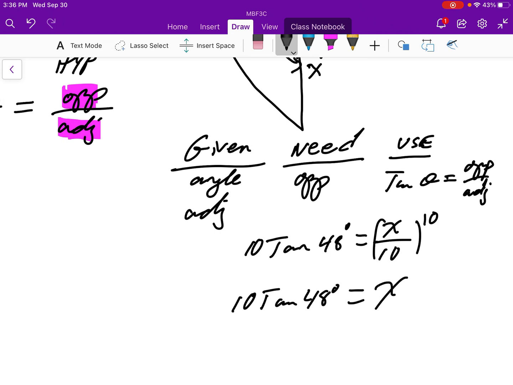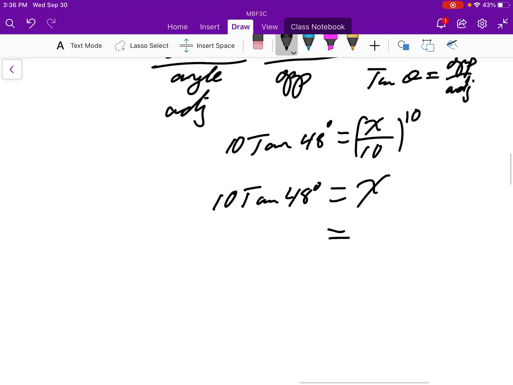Okay? And at this point, we always go to our calculator and figure out what the answer is here. And you have to be able to use your calculator properly to get the right answer. So on my calculator, I can go straight forward. I can put the 10 in, and then I multiply by the tan, and then I put in the 48 degrees, and I press equals, and I get 11.11 approximately. You need to be able to do that as well.